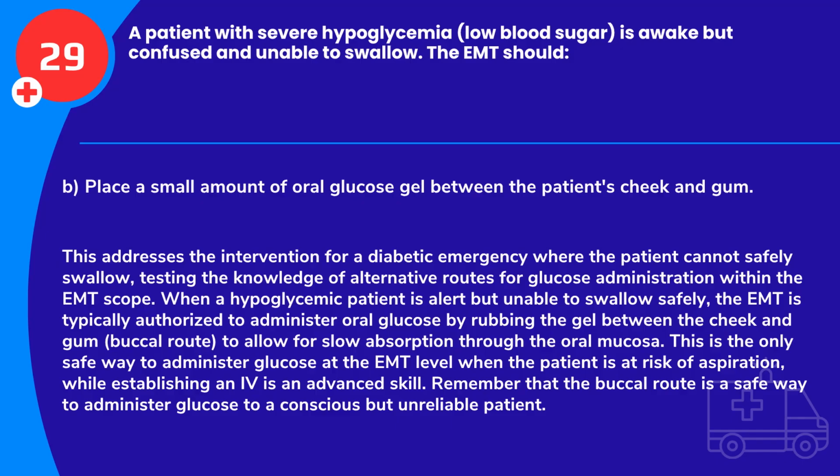This addresses the intervention for a diabetic emergency where the patient cannot safely swallow, testing the knowledge of alternative routes for glucose administration within the EMT scope. When a hypoglycemic patient is alert but unable to swallow safely, the EMT is typically authorized to administer oral glucose by rubbing the gel between the cheek and gum, the buccal route, to allow for slow absorption through the oral mucosa. This is the only safe way to administer glucose at the EMT level when the patient is at risk of aspiration, while establishing IV is an advanced skill. Remember that the buccal route is a safe way to administer glucose to a conscious but unreliable patient.